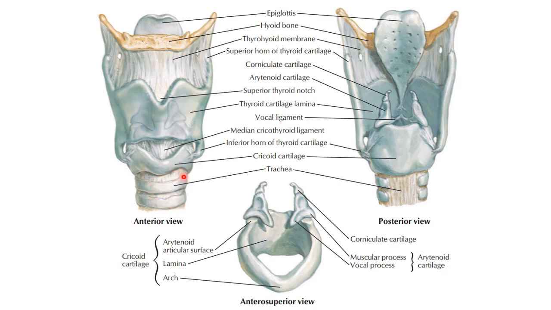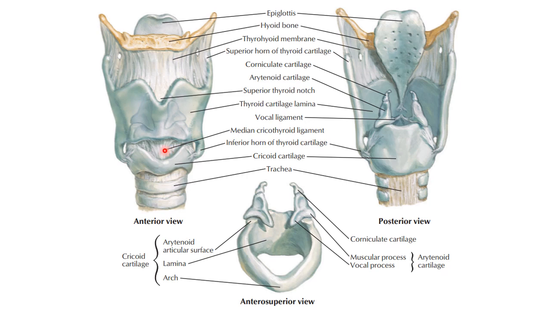So again, the cricoid cartilage attaches to the rest of the laryngeal skeleton by the inferior horn of the thyroid cartilage. And next, you also have here a connection between the thyroid cartilage and the cricoid cartilage in the midline, and this is your median cricothyroid ligament, which is punctured to create an emergency surgical airway.